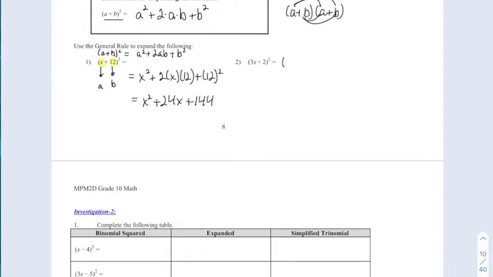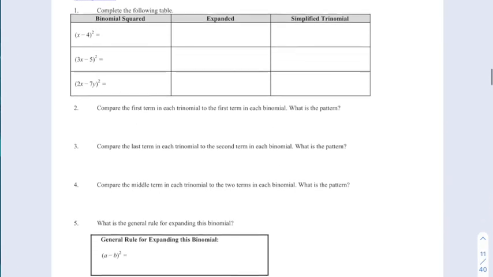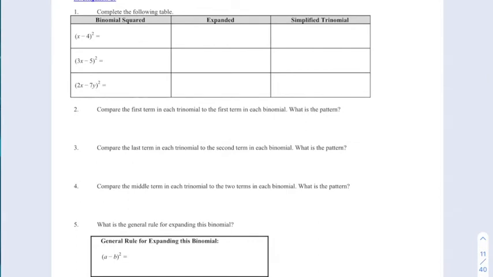So for example, here, I know this is 3x squared plus 2 times 3x times 2 plus 2 squared. So we've got 9x squared plus 2 times 3x is 6, times 2 is 12x, plus 4. So I can use this pattern instead of the distributive property. Investigation 2 is very, very similar, so I'm just going to do it quickly. I'm going to ask you to copy this down.